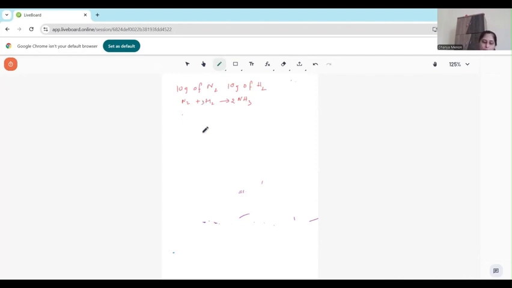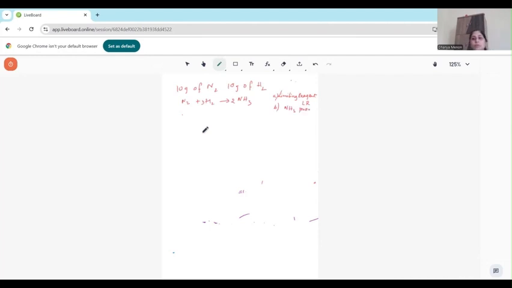Now you are given 10 grams of nitrogen and 10 grams of hydrogen. You have to find out the limiting reagent. I'll be using LR to denote limiting reagent. This is the first question. The second question, how much ammonia is produced? These are the two questions.